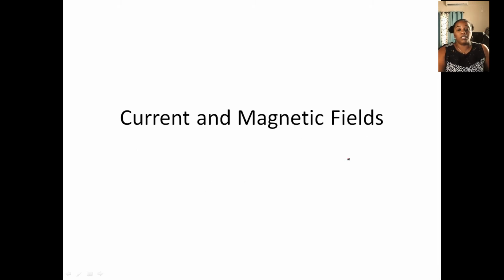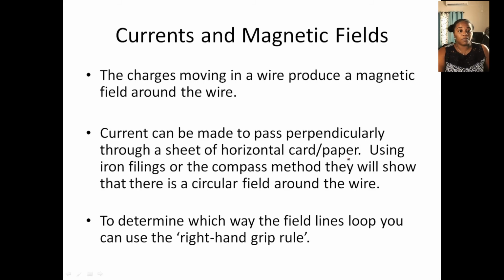Current and magnetic fields. So this one you have to pay special attention to. Okay? The charges moving in a wire produce a magnetic field around that wire. Current can be made to pass perpendicularly through a sheet of horizontal card or paper. Using iron filings or the compass method, they will show that there is a circular path or field around the wire.